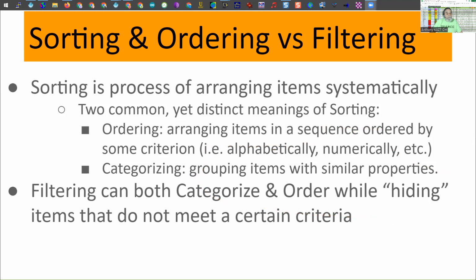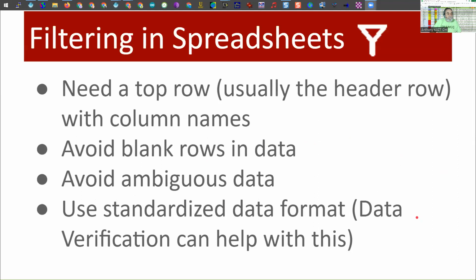And the nice thing about filtering is when we do filtering, it hides any items that do not meet the specific criteria that we want to look at. So if we were doing this with our animals, we could filter out all the animals who did not have wings, and that would be a way of using filtering.